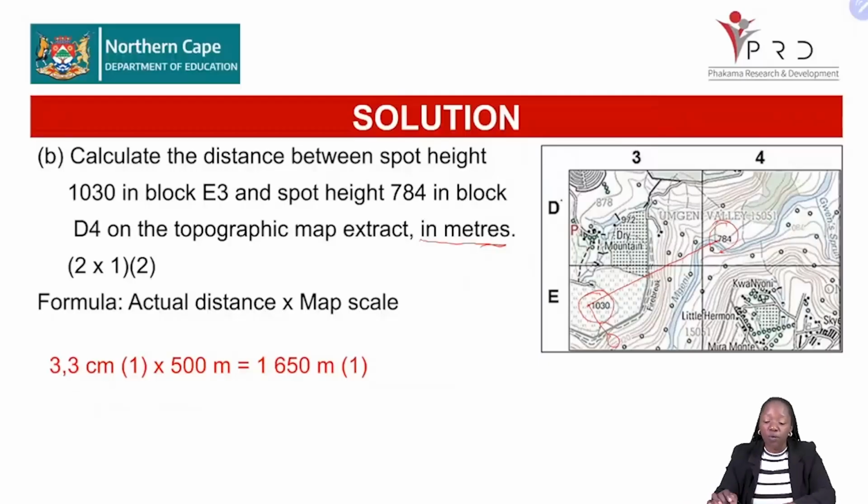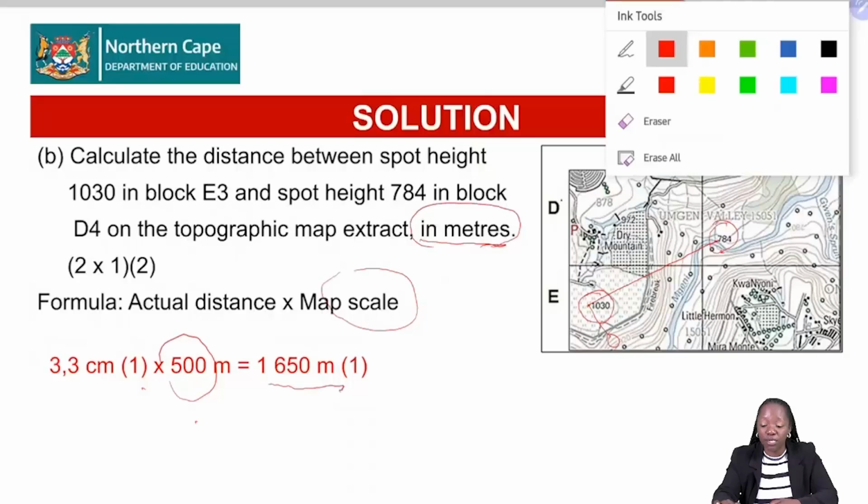So because we are using a topographic map and our answer is supposed to be in meters, it's 3,3 centimeters times 500. Why 500? Because we need to use the scale of 500 taken from the scale of a topographic map, which is 1:50,000. So again, use a calculator: 3,3 times 500 will give you 1,650 meters, because our answer is supposed to be in meters. Then you have those 2 marks.